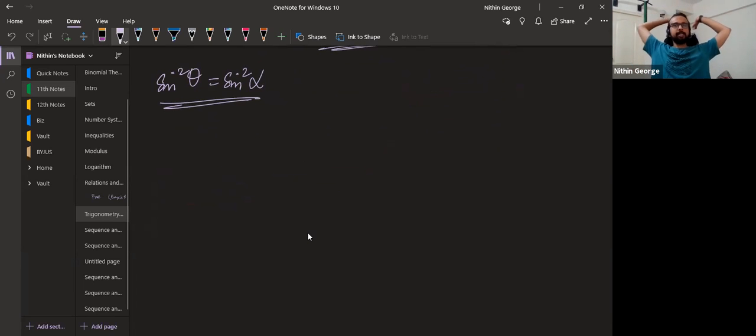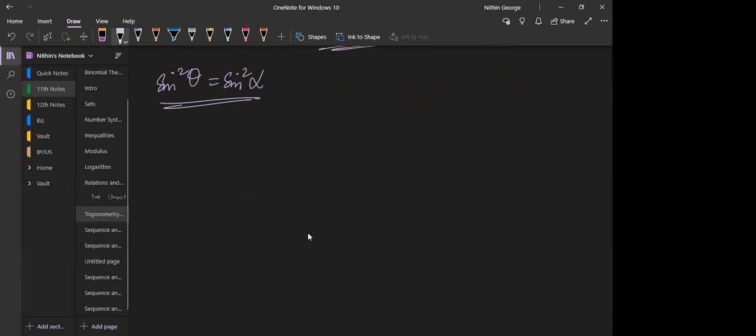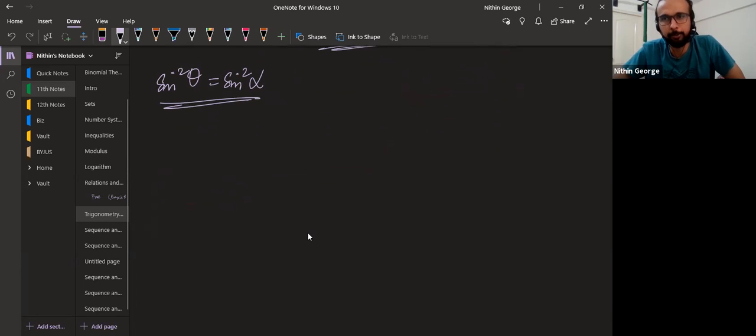Guys, the proofs are there in the NCERT book, whatever I said. If you are not following that, please ask. So this one proof, I don't think is there. That's why I'm giving it right now. Sine square theta equal to sine square alpha. How would you deal with this?